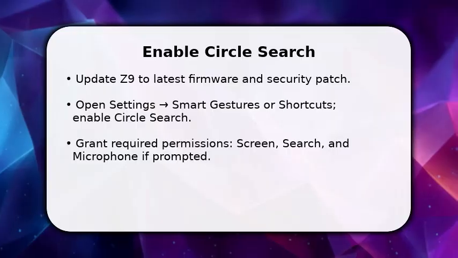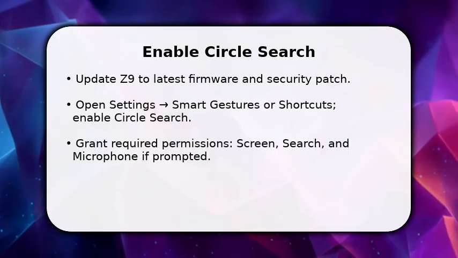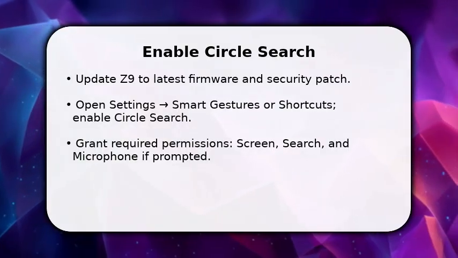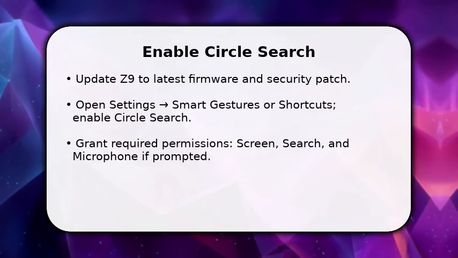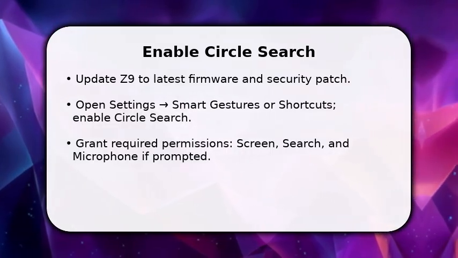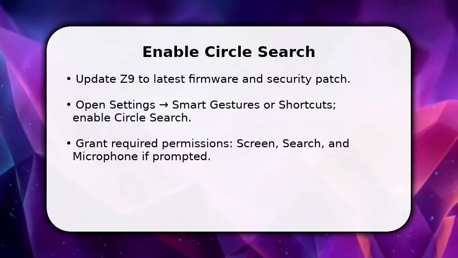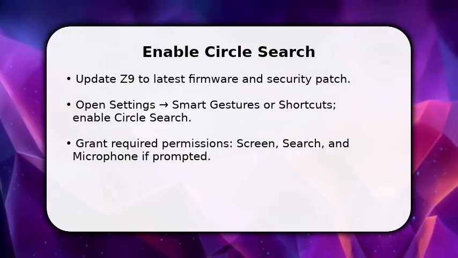Enjoy the video. You start by turning the feature on. Go to Settings now, then Smart Gestures or Shortcuts, and toggle Circle Search active. Once done, grant the permissions it needs, screen access and search privileges, so the system can capture and query content.